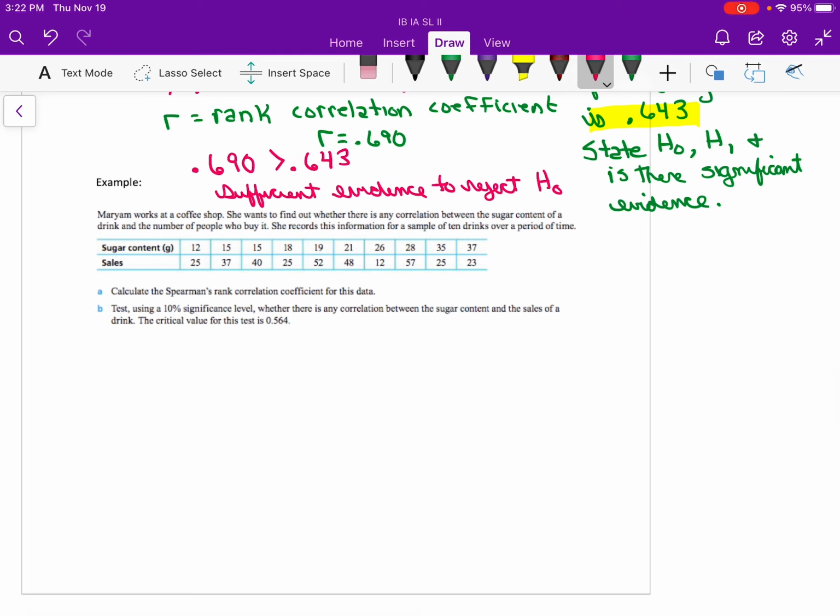Okay, now we have another example. Miriam works at a coffee shop. She wants to find out whether there is any correlation between the sugar content of a drink and the number of people who buy it. She records this information for a sample of 10 drinks over a period of time. Calculate the Spearman's rank correlation coefficient for this data and test using a 10% significance level whether there is any correlation between the sugar content and the sales of a drink.